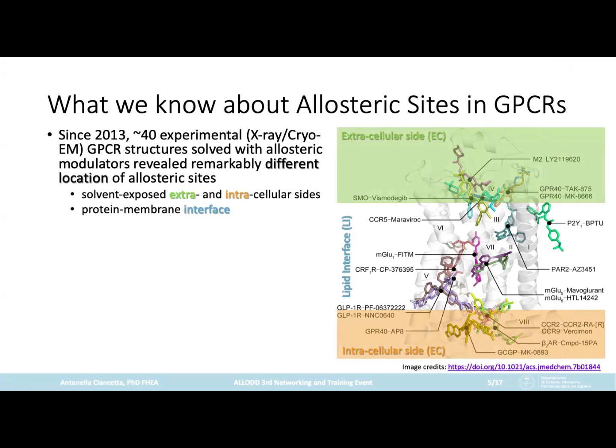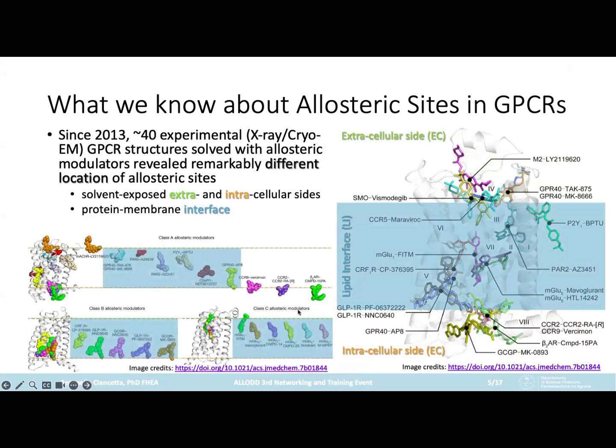So it makes sense that the aspect of the agonist can be modulated by accessing these sites. But surprisingly, many of the X-ray structures that have now been solved prove that most of these binding sites are at the interface between the protein and the membrane. The first structure that came up was BPTU in complex with the P2Y1 receptor in 2015.